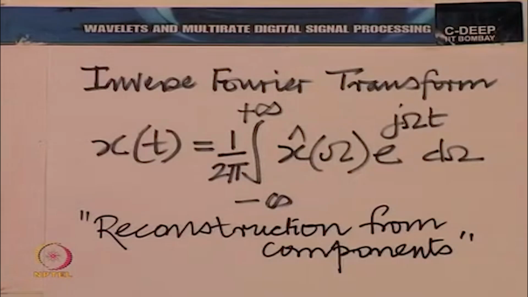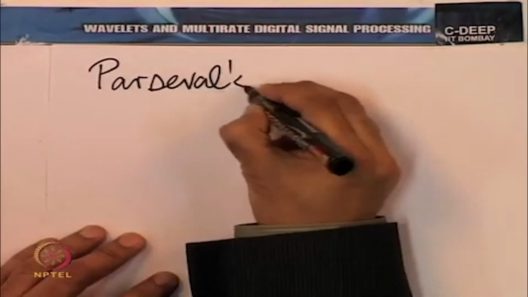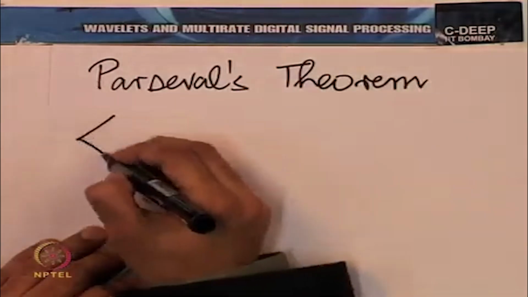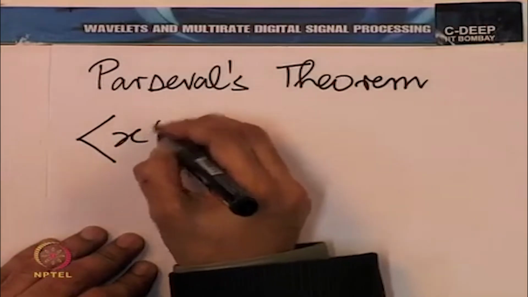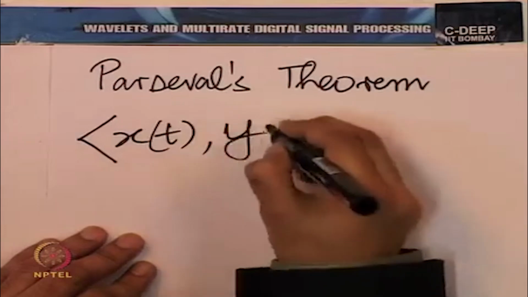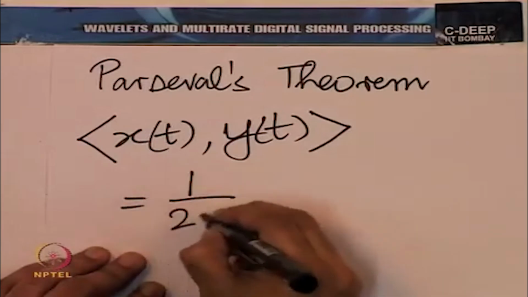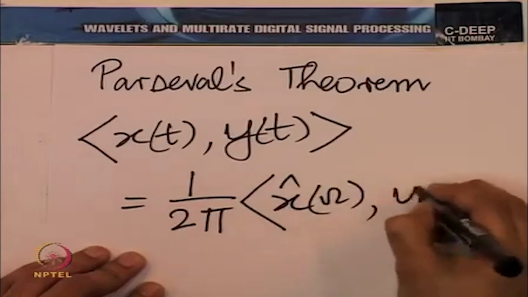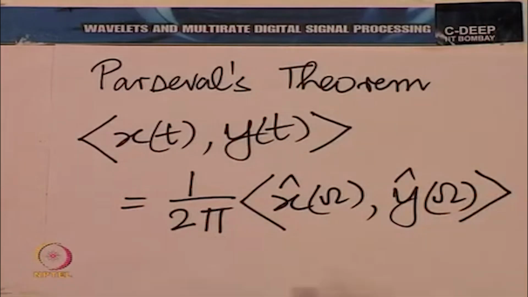Now, with this background, what we have said in Parseval's theorem is the following. The inner product of x(t) and y(t), so you are talking about two different domains, is equal to the inner product of x cap(omega) and y cap(omega), but with a factor of 1 by 2 pi.